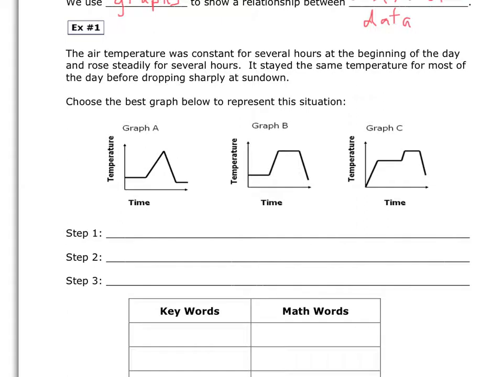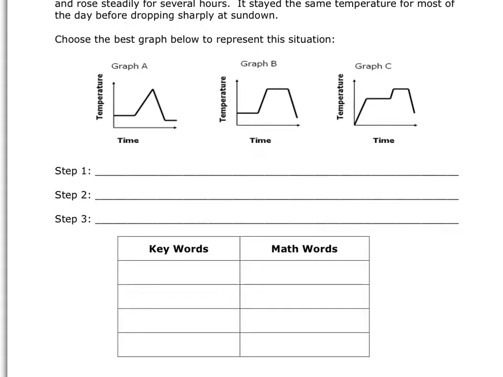In this section, you're going to be given scenarios, and you're going to have to decide which graph goes with that scenario. It says the air temperature was constant for several hours at the beginning of the day and rose steadily for several hours. It stayed the same temperature most of the day before dropping sharply at sundown. And we want to figure out which one of these goes best. There are 3 steps that you need to know to decide which graph fits best.